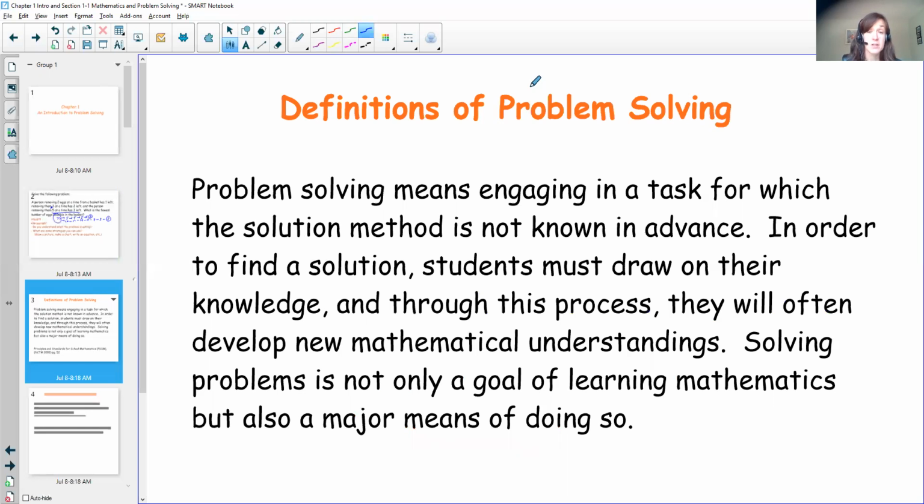So in order to find a solution, you have to think like, okay, what do I know? What do I know how to do? And where am I going to end up? And this is where you learn something new. It might be math, it might be how to fix your car, it might be all kinds of things.